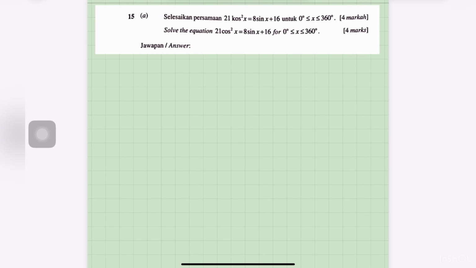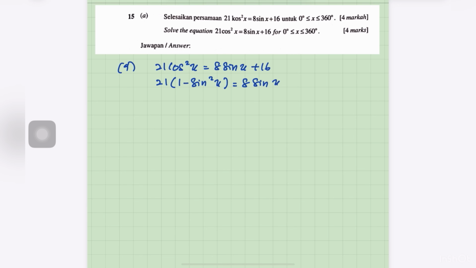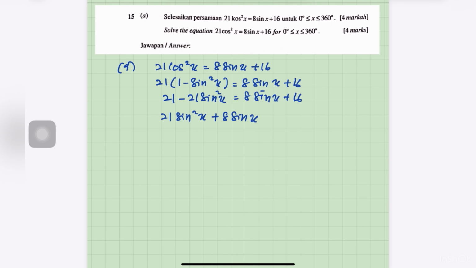15a, solve the equation 21 cos squared x equals 8 sin x plus 16. Okay, to solve you have to make it uniform first. So for cos squared x we can use the basic identity: 21 times 1 minus sin squared x equals 8 sin x plus 16. So 21 minus 21 sin squared x equals 8 sin x plus 16. So we convert into general form. So it becomes 21 sin squared x plus 8 sin x, 16 minus 21, so negative 5, equals 0.